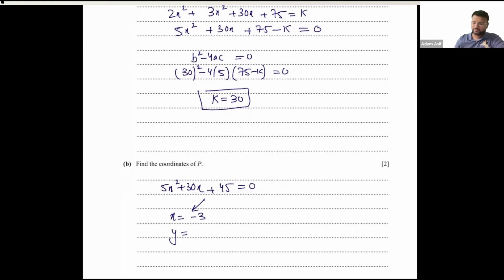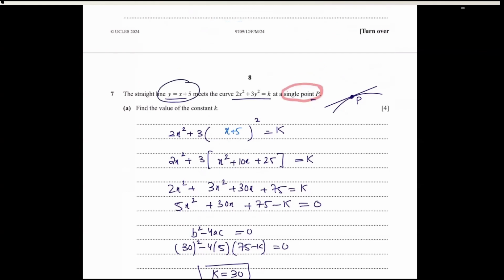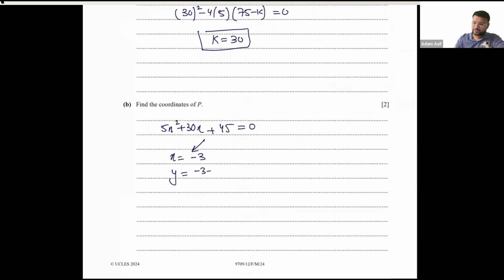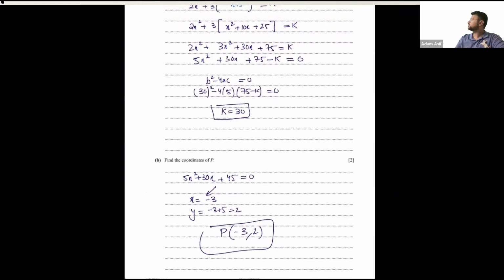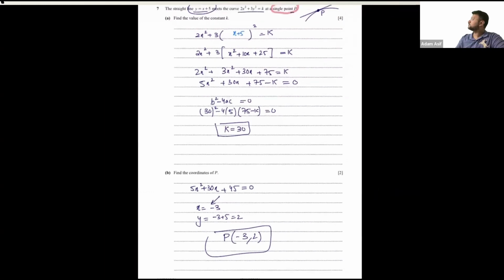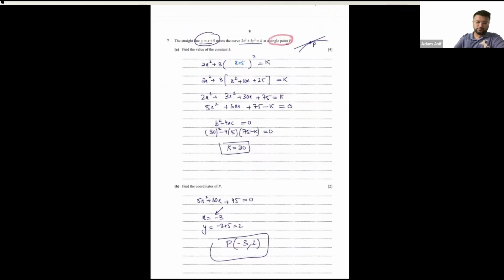So when x is -3, you're going to plug this value back into the equation to find y. अब y equals x plus 5. So -3 plus 5, that's 2. So point p के coordinates हो जाएंगे -3, 2. Okay.